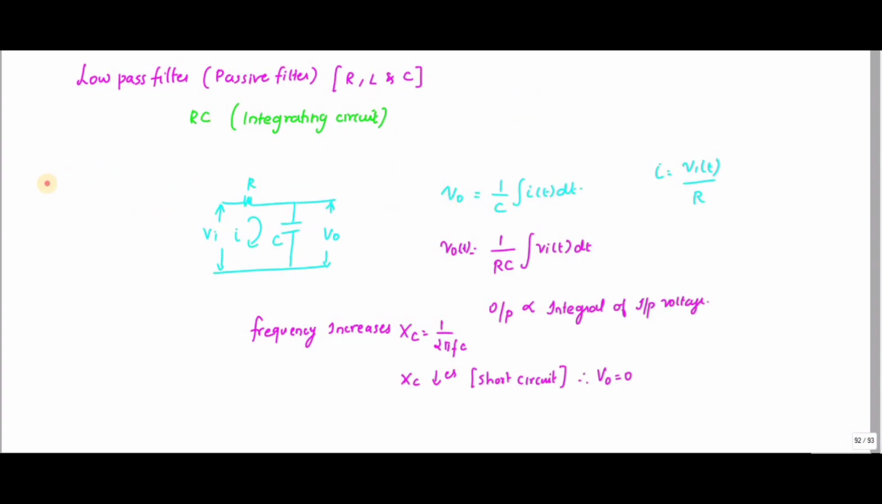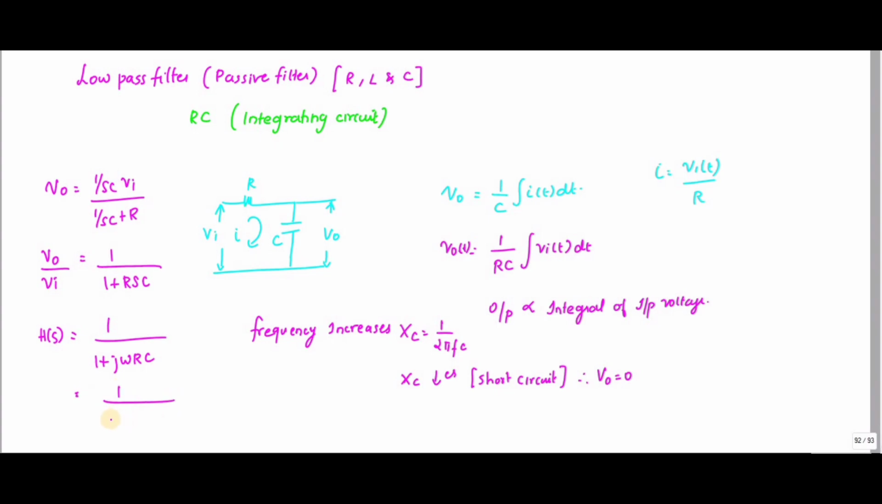Here I can write V naught is equal to (1 by SC) divided by (1 by SC plus R) into VA. So V naught by VA is equal to 1 divided by 1 plus RSC. This is nothing but H of S. So H of S is 1 divided by 1 plus j omega RC, substituting S is equal to j omega.